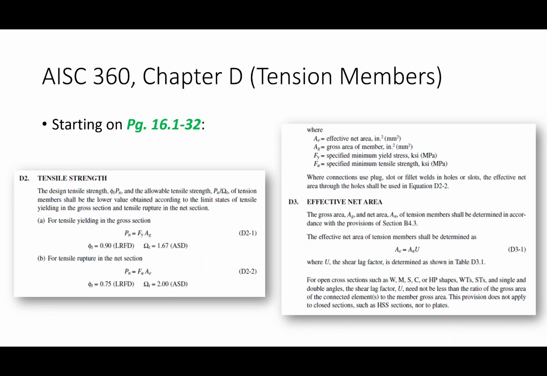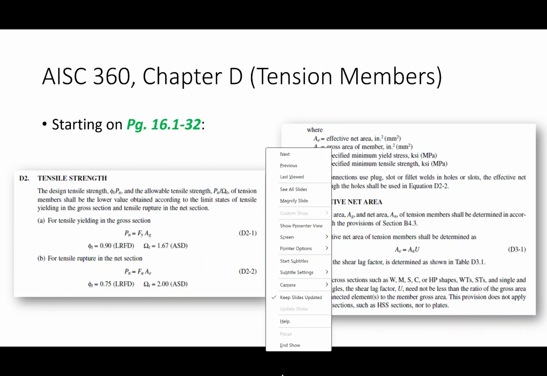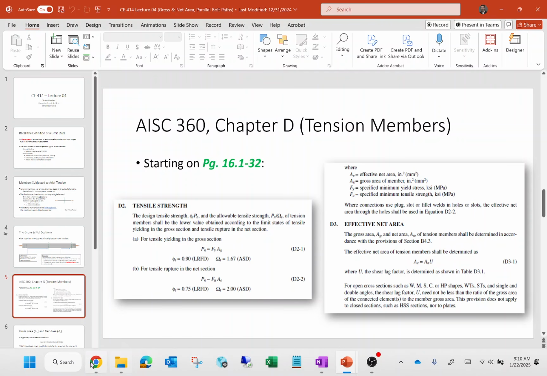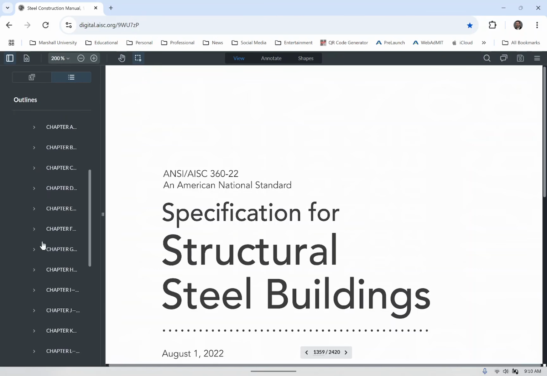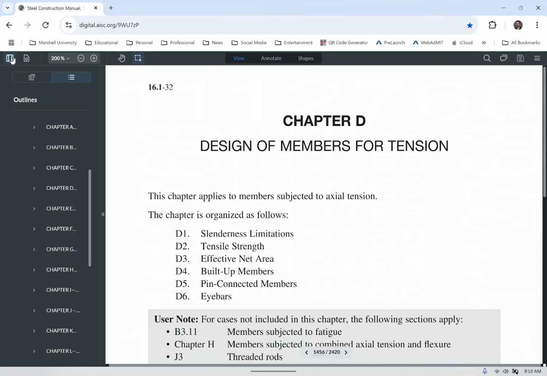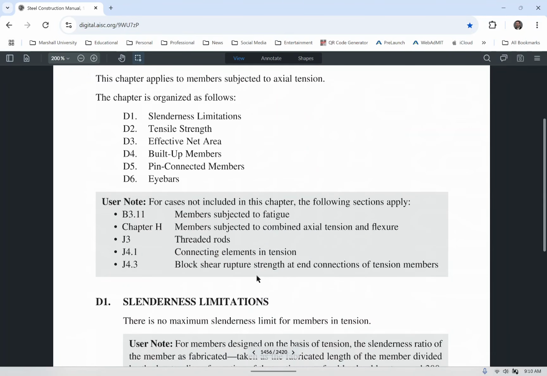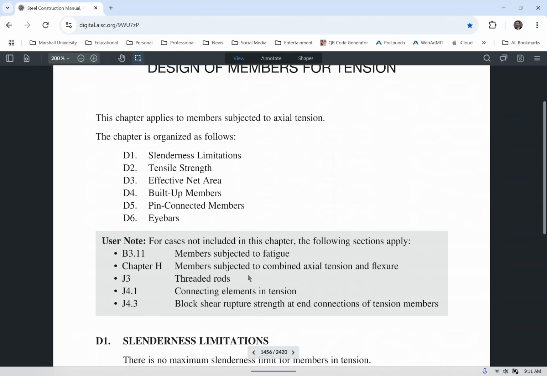So, what we're going to focus on: if you look at Chapter D, the first thing that you will see is, let me actually pull this up in the manual, on the web. So I have the manual pulled up right here, and here's Chapter D, and this is where everybody should be. When you open up Chapter D, the very first thing you're going to see is a brief organization of the chapter. D1 is on slenderness limits. We'll talk about that a little later. We're going to focus on strength, so we're going to go to D2, okay?